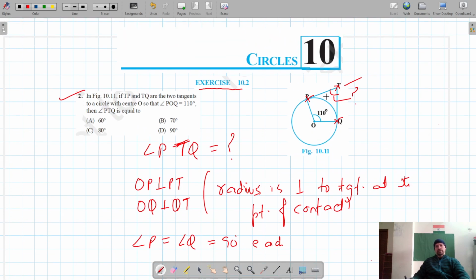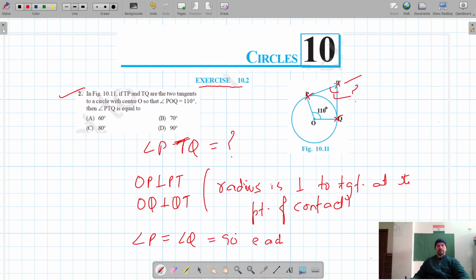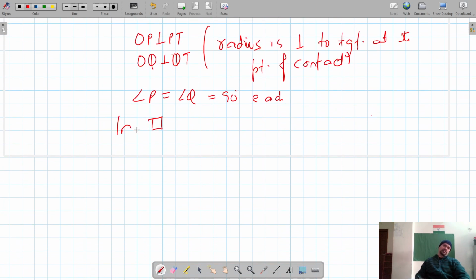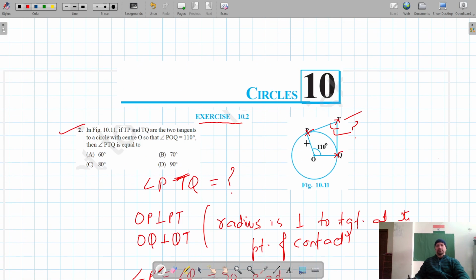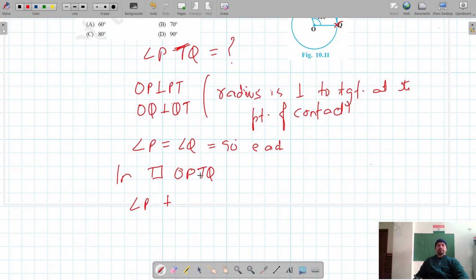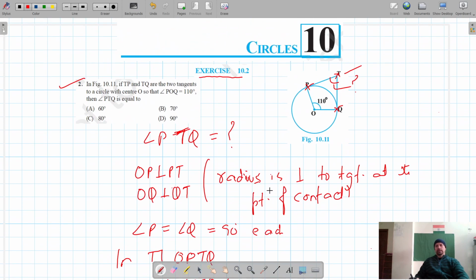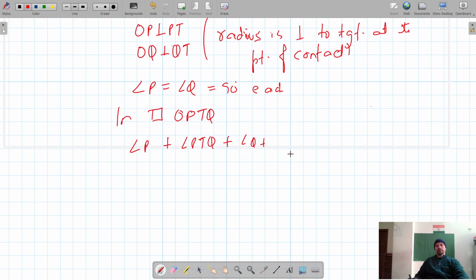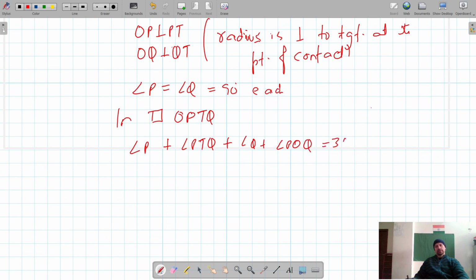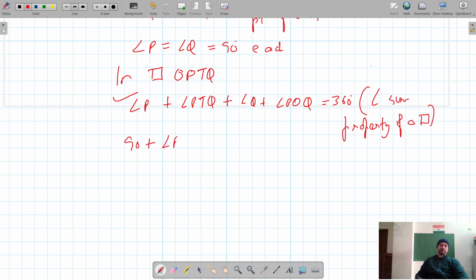Now we can easily find angle T using the angle sum property for the quadrilateral OPTQ. In quadrilateral OPTQ, angle P plus angle PTQ that we have to find out, plus angle Q plus angle POQ, which is given, all make up 360 degree. That is the angle sum property of a quadrilateral. Angle P is 90 degree, angle Q is 90 degree, angle POQ is 110 degree.